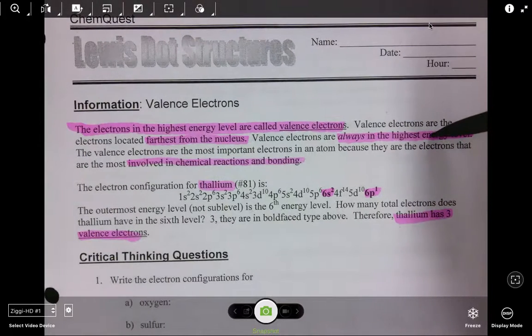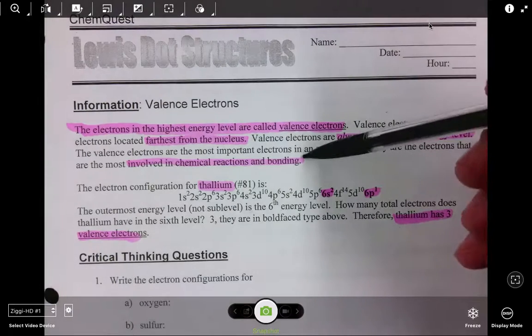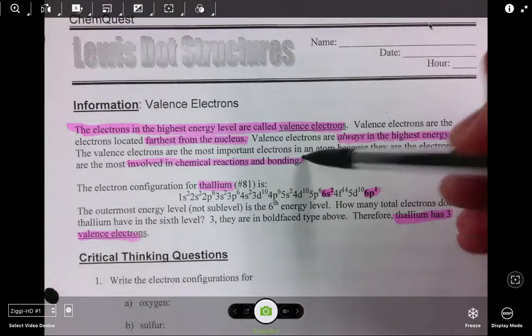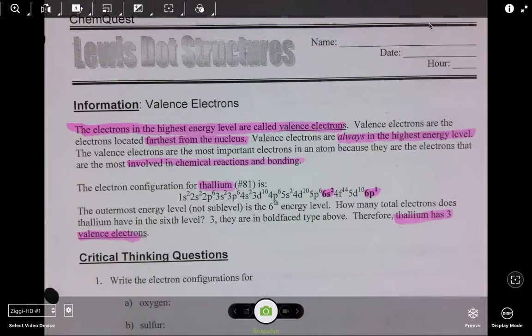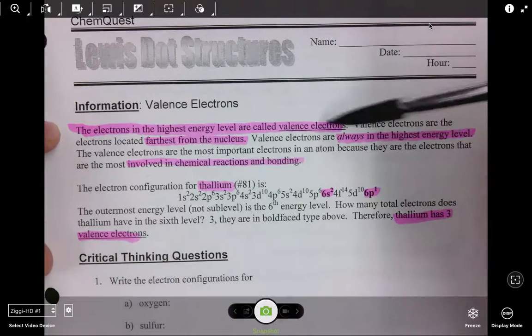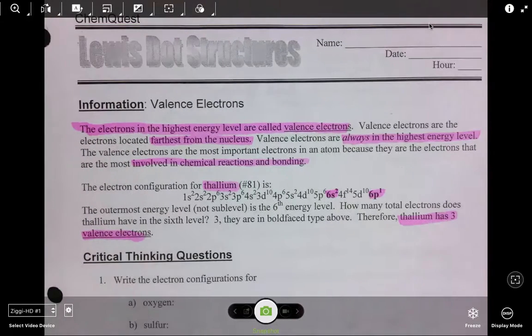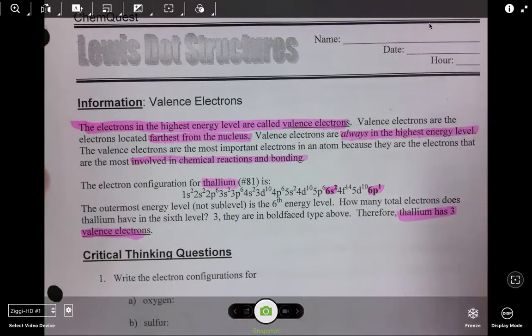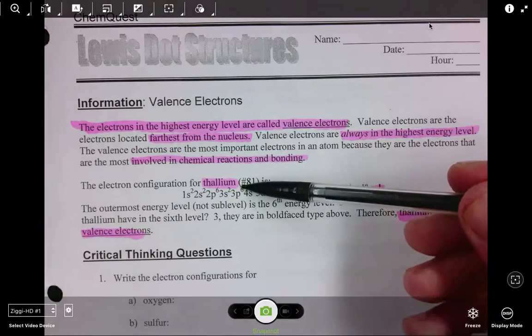Valence electrons are always in the highest energy level, and then valence electrons are the electrons that are involved in chemical reactions and bonding. That's why they're so important. One of the things that I want to stress is that it repeats itself, that valence electrons are the electrons with the highest energy level. So I will explain to you what that means using the example thallium.